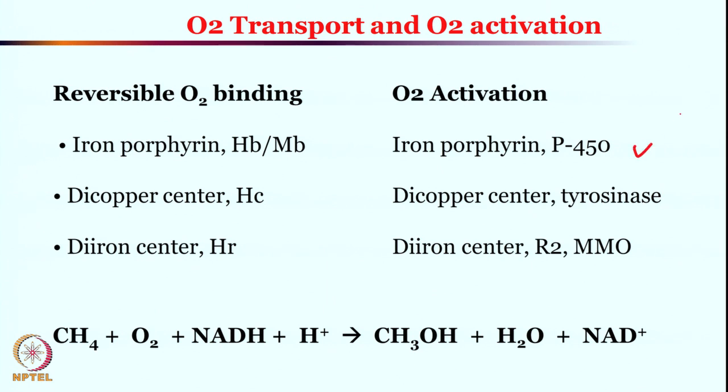Iron porphyrin cytochrome P450 chemistry we have discussed already and summarized it. Dicopper center tyrosinase also we have discussed. We have discussed in the last few classes about MMOs. I will briefly mention these again. So, the main reaction we are trying to study in case of MMO, these are going to be a non-heme iron center. Once again, do not mix between the heme and non-heme iron center. These are going to be the non-heme iron center.